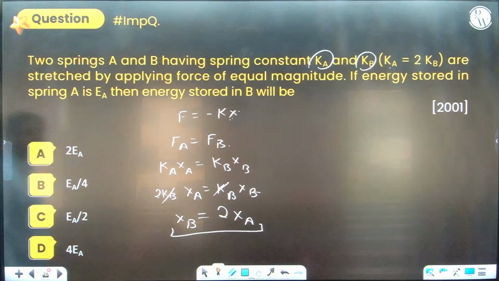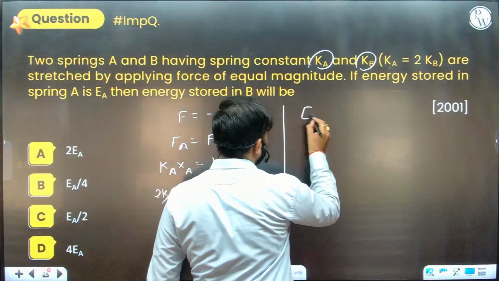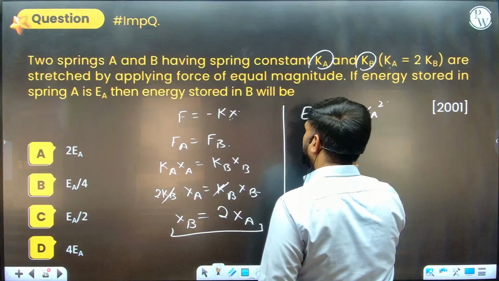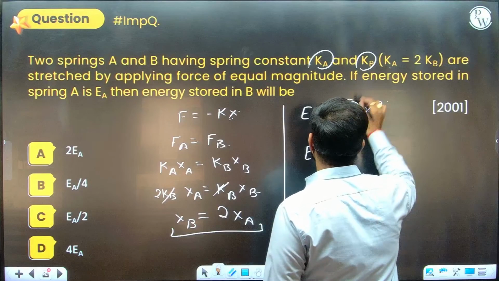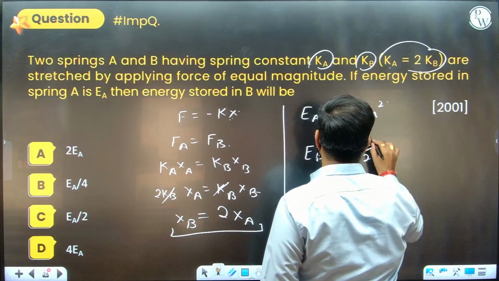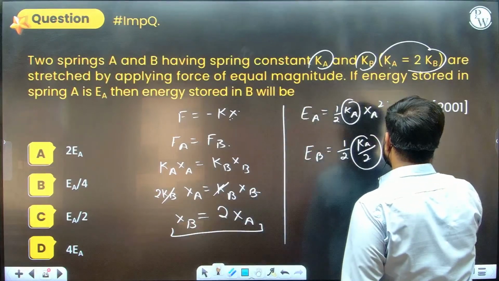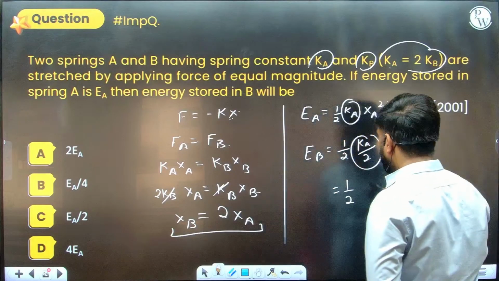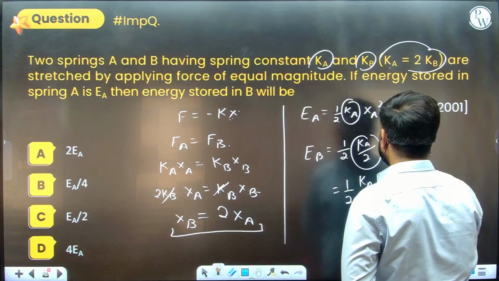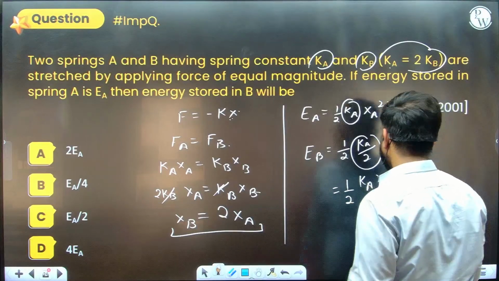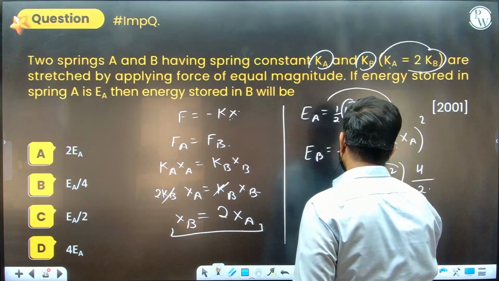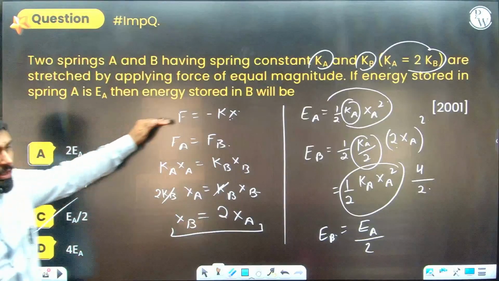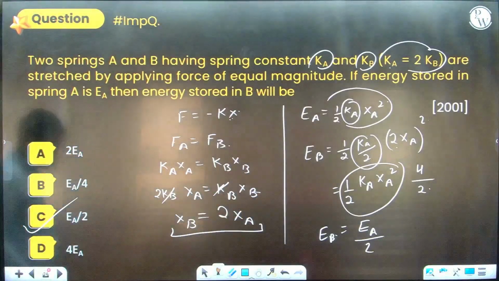The energy stored in the spring A is Ea, and the energy stored in the spring B is Eb. So I'll write Ea as half Ka Xa square, and Eb will be half Kb, which I'll write as Ka by 2 from here, and Xb will be written as twice of Xa, so twice of Xa whole square. So it will be 1 by 2. I'll keep the 1 by 2 outside, and Ka I'll pull outside, and Xa square I'll pull outside, and here I'll get 4 in the numerator and 2 in the denominator. Check. Half Ka Xa square is Ea. That's how you simplify. So Eb will be simply Ea by 2. Just follow the correct method, properly write it, and you will get the answer. Don't rush. Check.